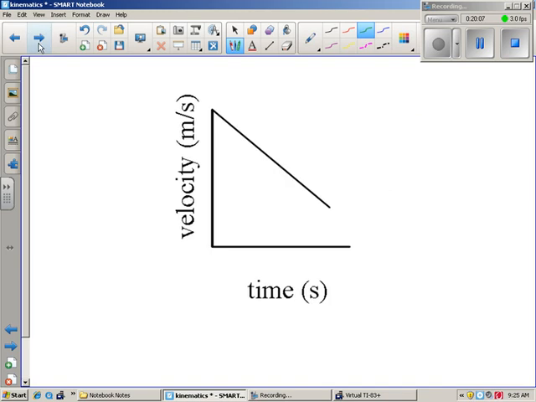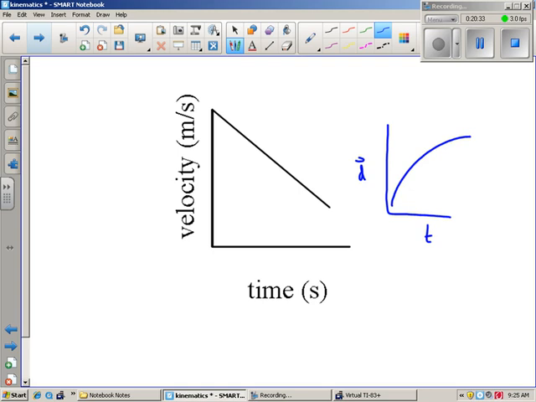Velocity time graph. This time we've got a straight line, but it's sloped downwards. What does this one mean? It's a negative acceleration, good. Position time graph. What's it going to look like? Somebody draw it out with the finger here. Good. Saw a couple people doing this. It's going to look something like that.